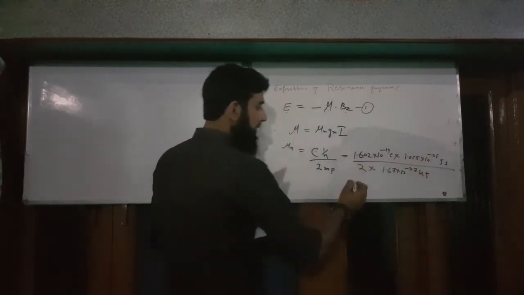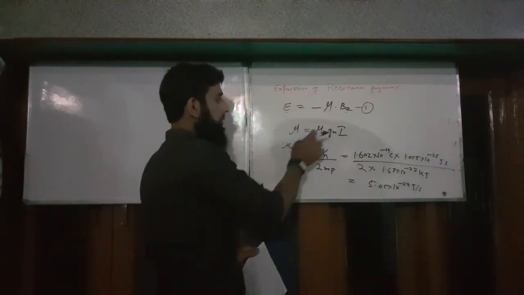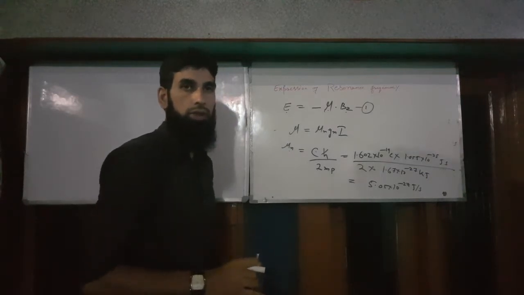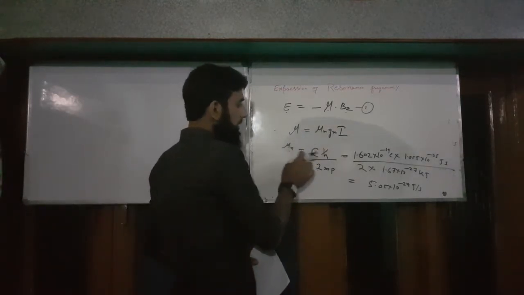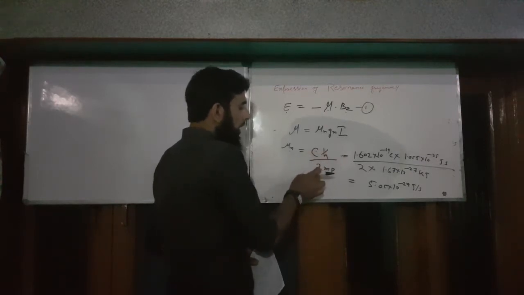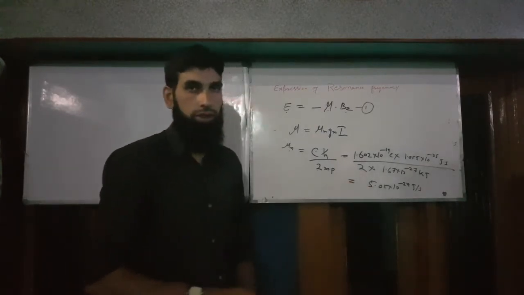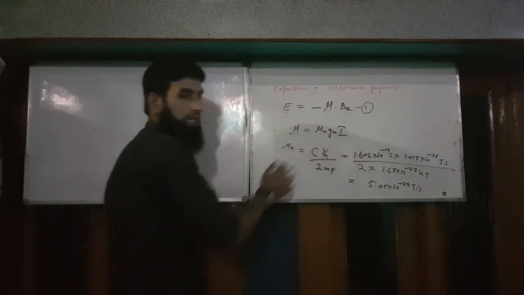When we solve this equation, finally we get 5.05 × 10^-27 joule per tesla. This is the value of mu_n. What is mu_n? It is the nuclear magneton, a constant quantity equal to e ħ divided by 2 Mp. Each of these is constant, and when we solve we get a constant for the hydrogen nucleus. Okay, what is g_n?